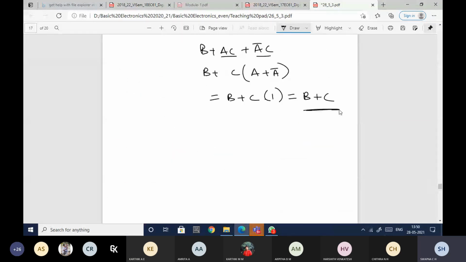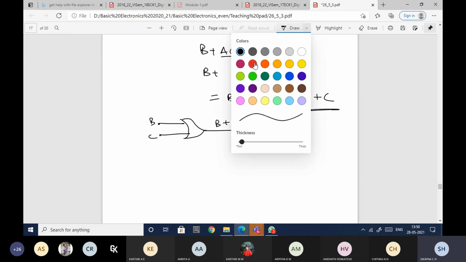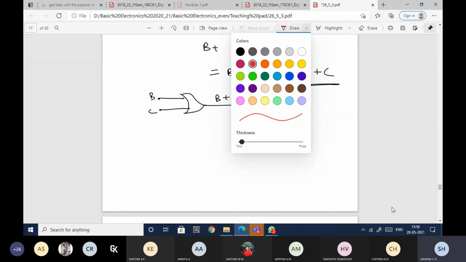Okay, so B plus C. Now I need to implement B plus C. So just give B and C to an OR gate, so that my output will be equal to B plus C. This is also given in one of the question papers. Whatever I'm solving now, all these are question paper problems only. But in that they didn't ask you to implement, they have asked you to show that.